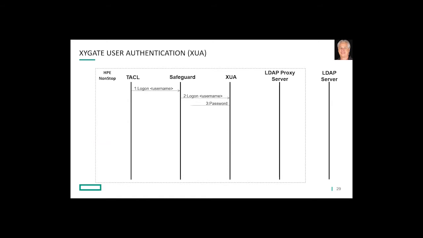This diagram shows the authentication dialog between TACL, Safeguard, XUA, LDAP proxy server, and the LDAP server. The difference here is that XUA sends an authentication request to the LDAP proxy server, which forwards it to the LDAP server. The LDAP server authenticates the user and responds.